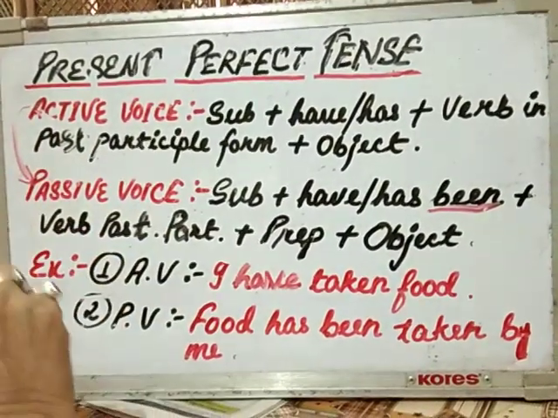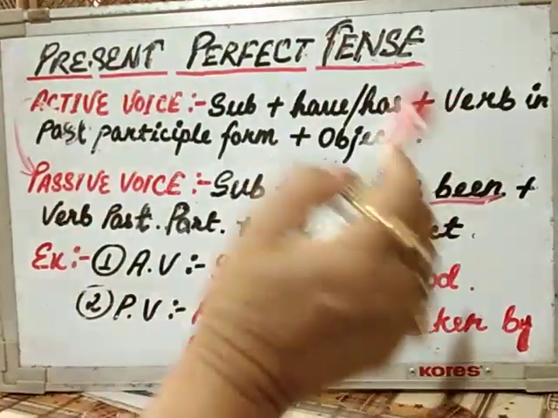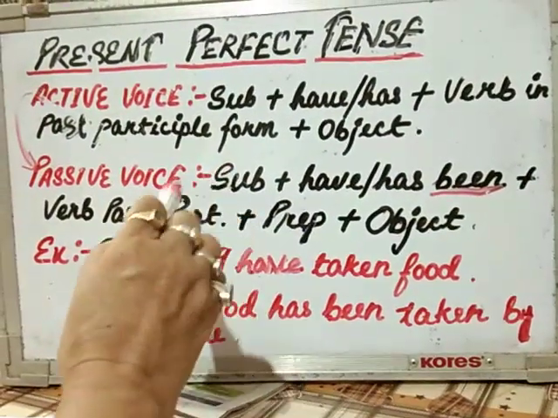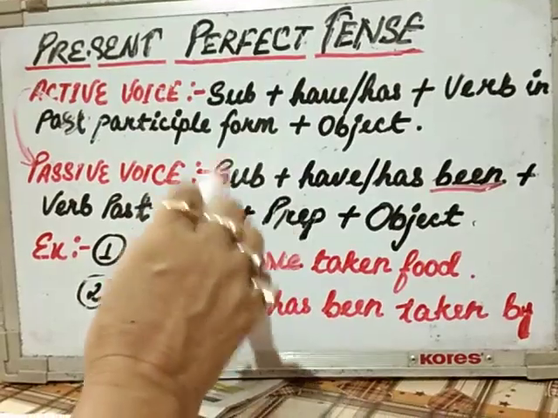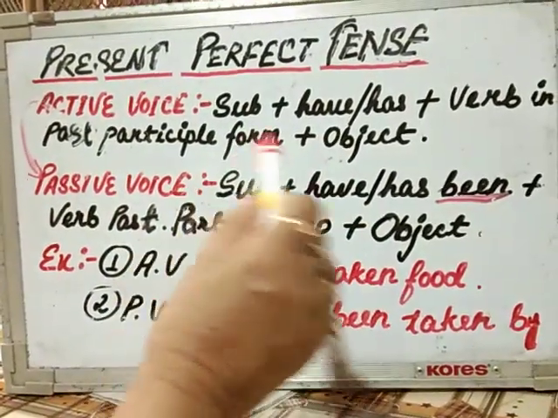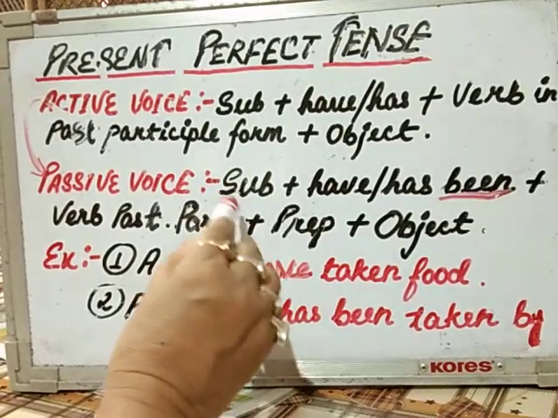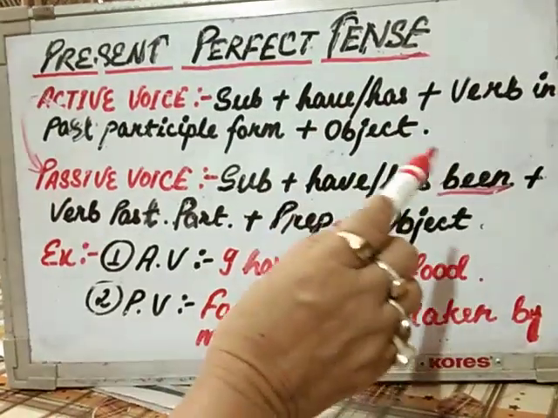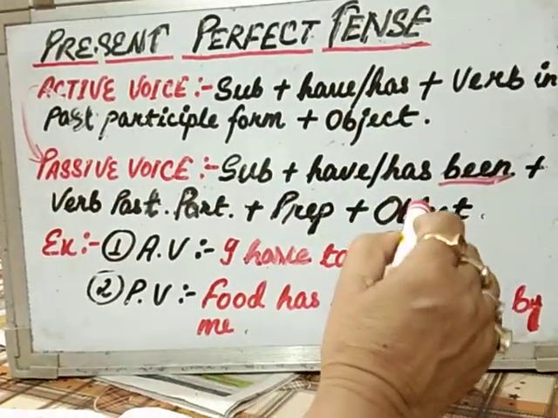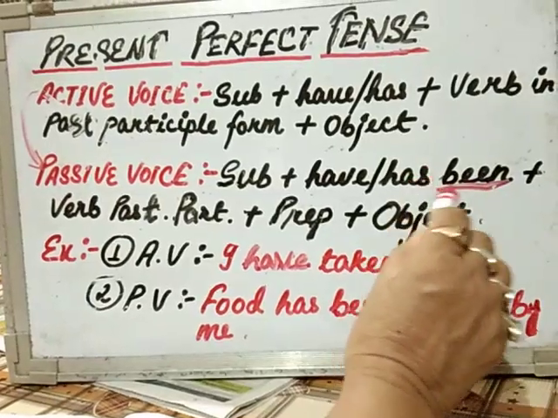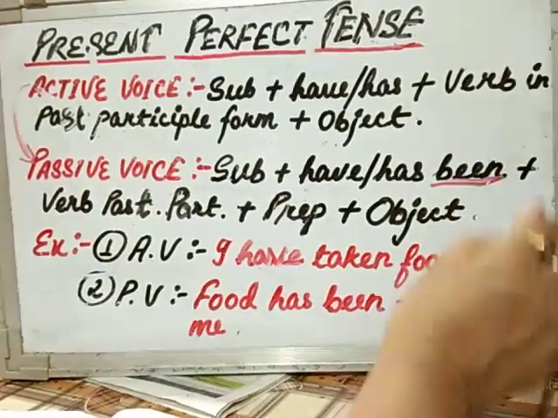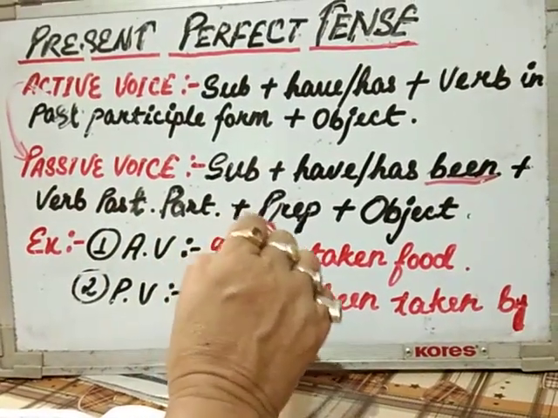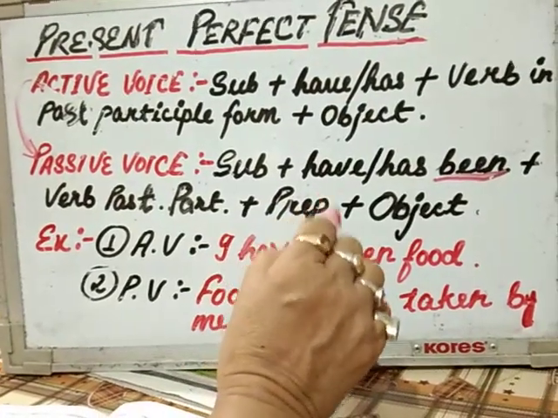In passive voice, what we have to do, as we all know, the object of active voice becomes the subject. I mean here the object will become subject, this food will become subject. So here we have to write subject plus have or has according to the person. Then we have to add one more new word, that is been, plus the verb in past participle form. Then again we add a new word, that is a preposition, plus object.